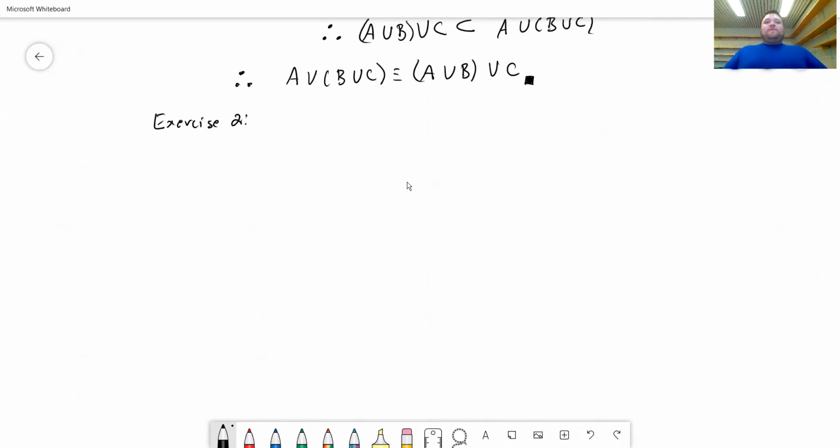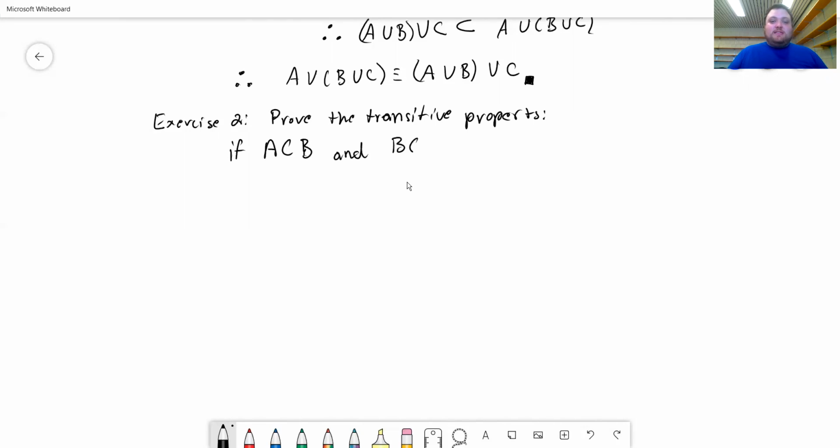Okay, now we're going to prove the transitive property. So what is that? That is to say that if A is a subset of B and B is a subset of C, then A is a subset of C.